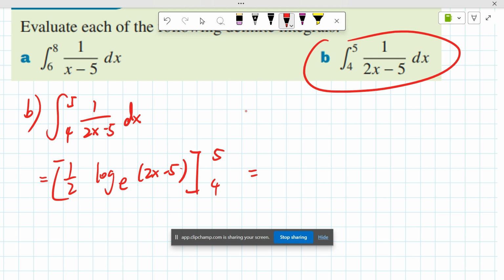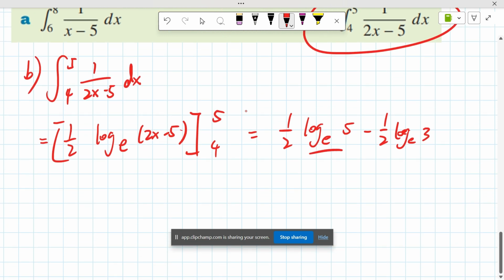So that equals half log of 5 minus half log of 3. And then because it's between, that's half log of 5 over 3. And that's the answer. You can see clearly it just copies the between as a minus.